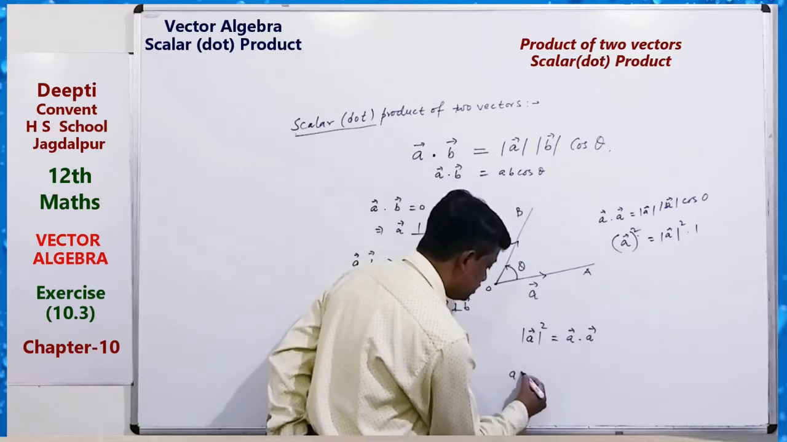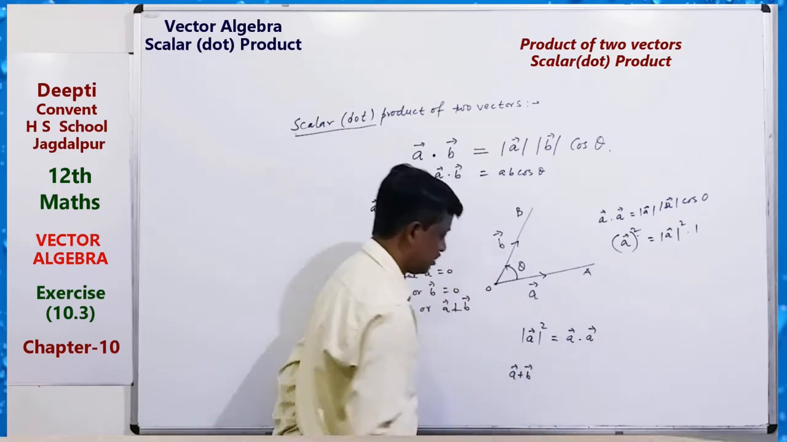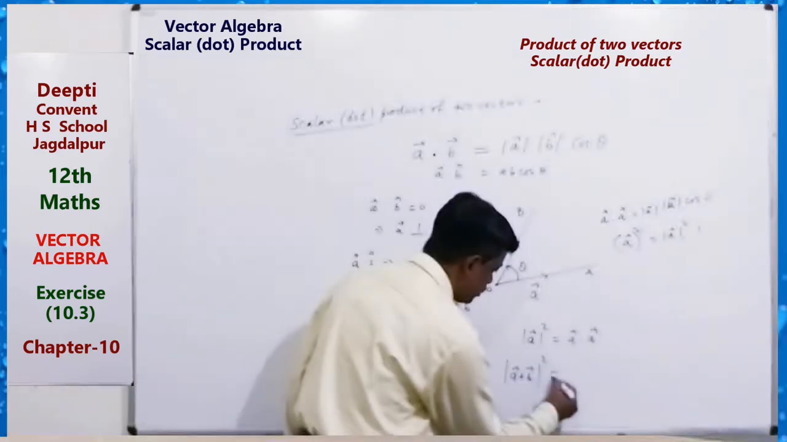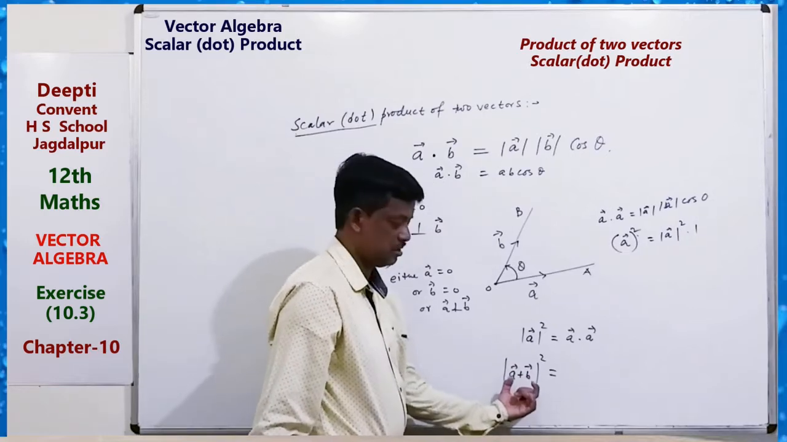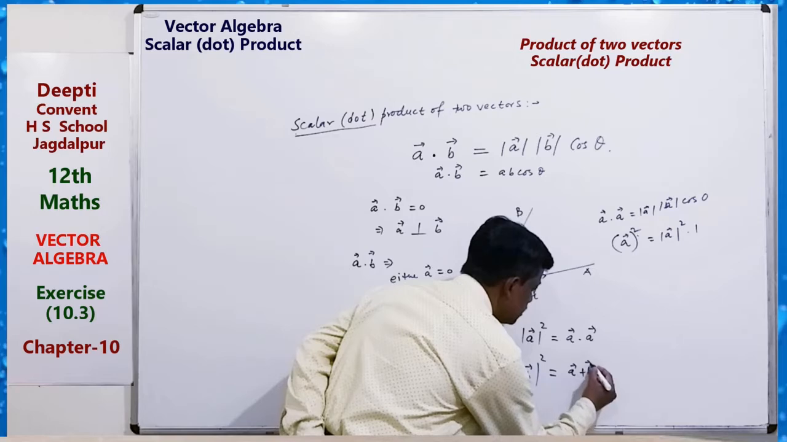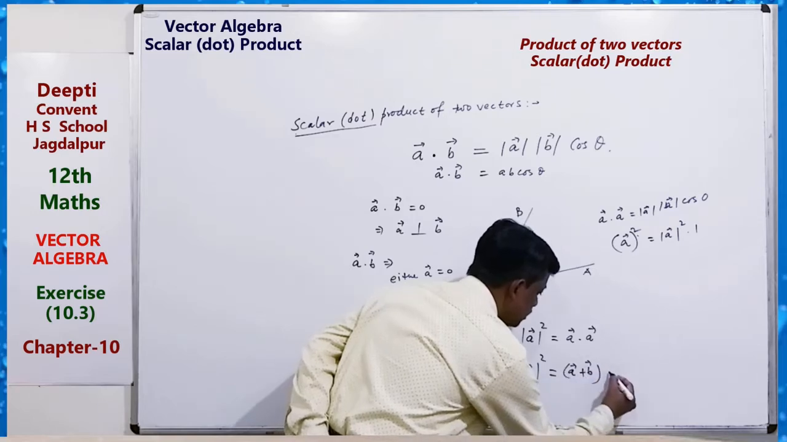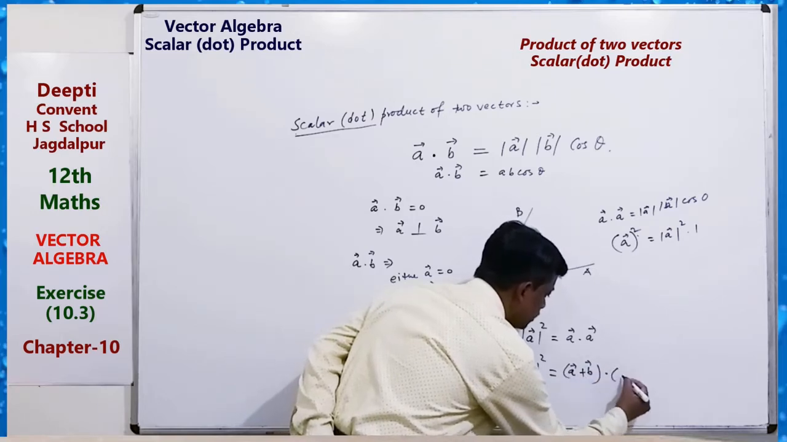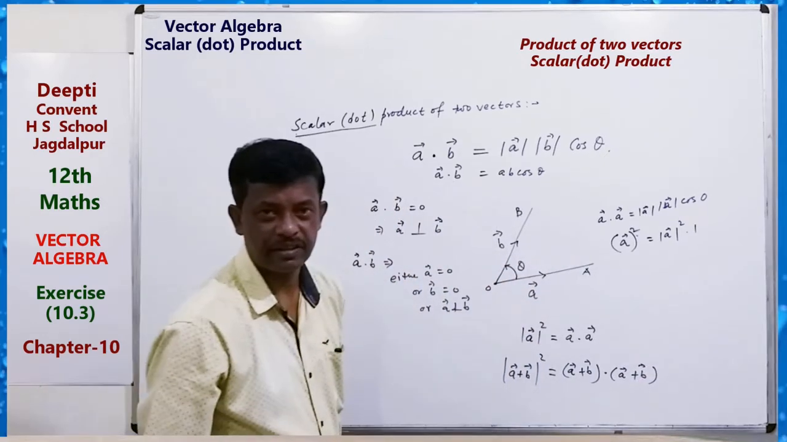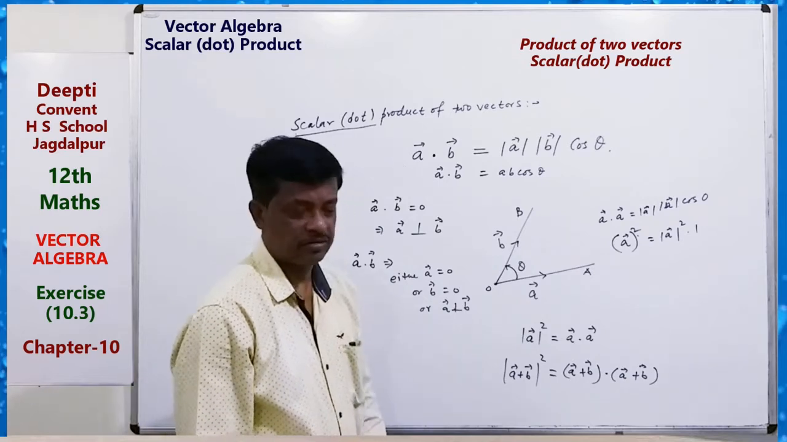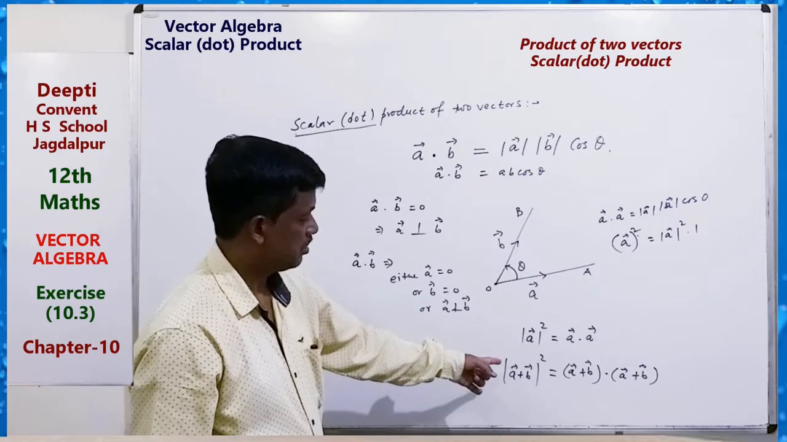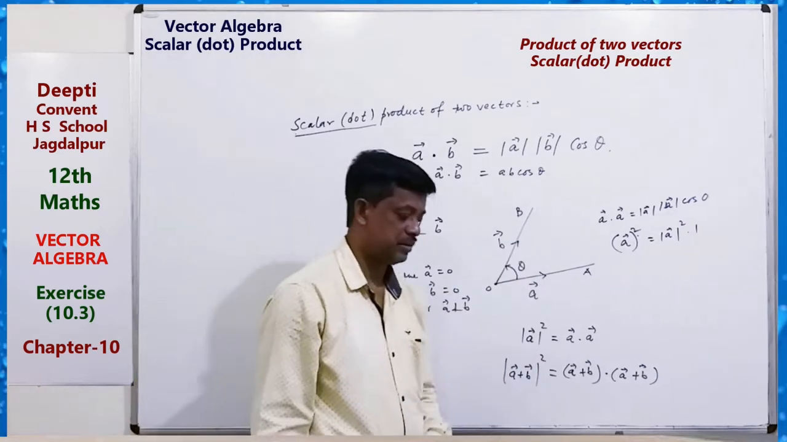If the vector is in this form, suppose this is a vector addition, A plus B, then the square of its modulus can be written as A plus B dot A plus B. It's a very, very important property. By using this property, we can solve different types of questions. So, also remember it.